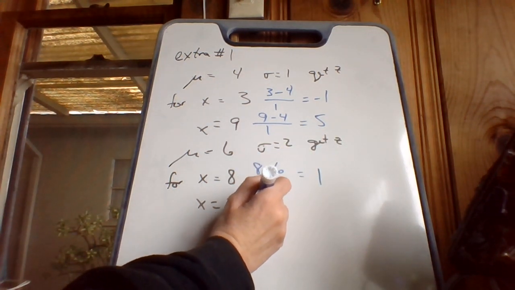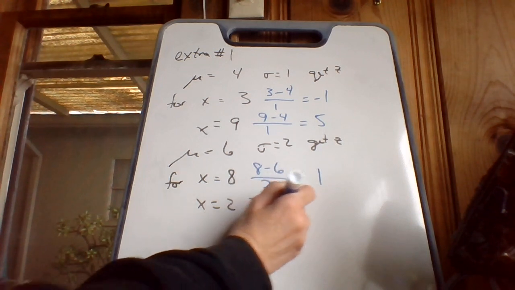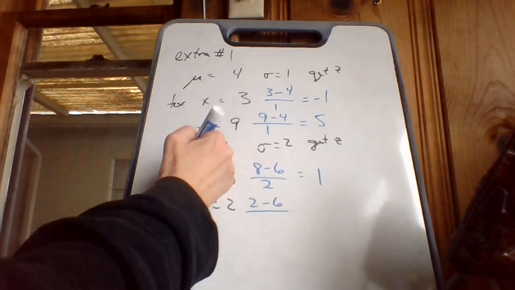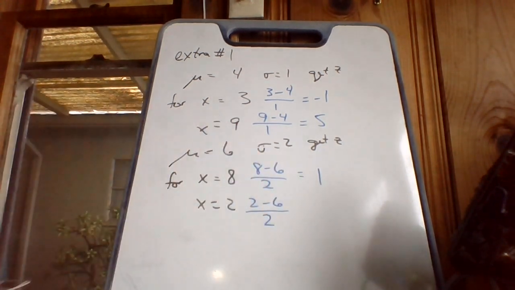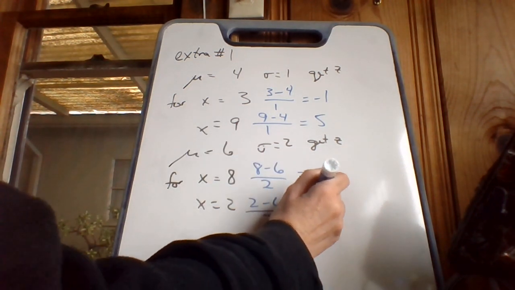And my number, which is 2, minus the mean divided by the standard deviation. So that's negative 4 divided by 2, that's negative 2.